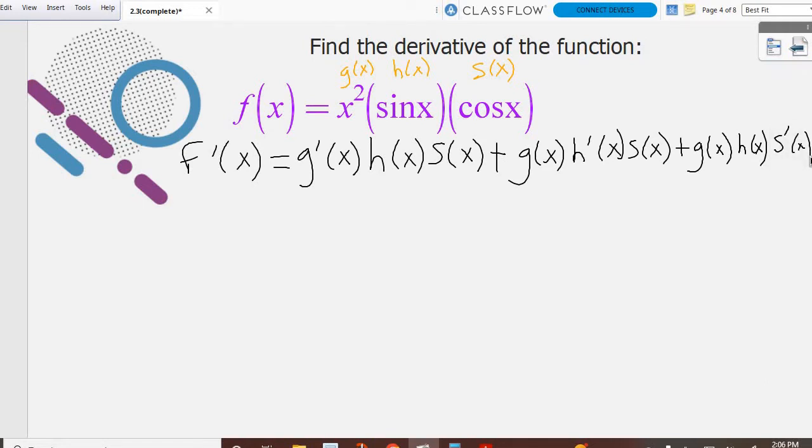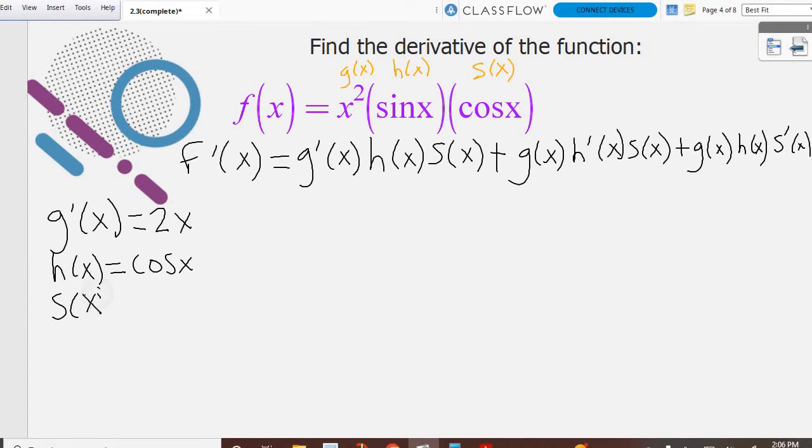And if I had more, I would just continue down the line. I would take the derivative of the next one and add it, multiplying by the other things, and so forth. That kind of makes sense? So now we just need to write out our derivatives so we can plug in, because we already have all of our original functions. What is our derivative of G? What is our derivative of H? What is our derivative of S? Then we're just going to apply that.